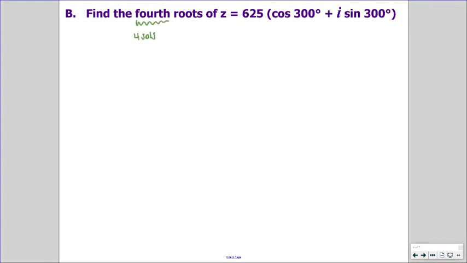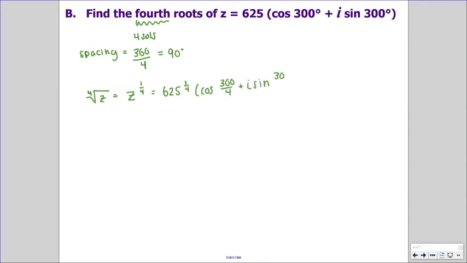right? And the spacing is going to be 360, let me write that down, spacing, divided by the number of solutions here. So every root is going to be 90 degrees greater than the last. All right, so we are taking the 4th root of our complex number. It's the same thing as taking our complex number and raising it to the power of 1/4. So 625 to the power of 1/4 times the cosine of 300 divided by 4 plus i times the sine of 300 divided by 4.